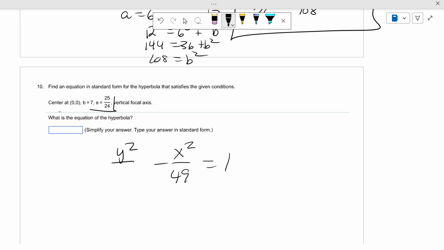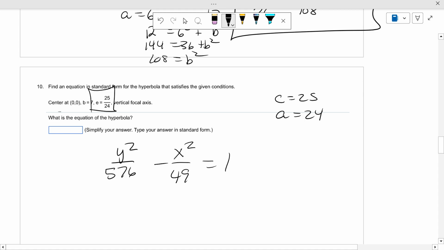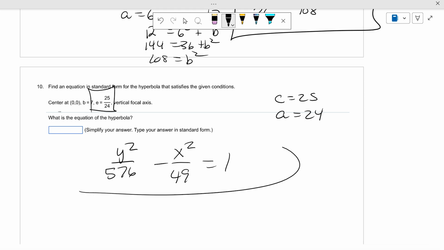Well, your eccentricity is C over A, right? So C equals 25, A equals 24. So what's 24 squared? 600 and, ooh, it might be 576, right? 576. So that should be your equation. Because your eccentricity gives you C and A, and here is B.